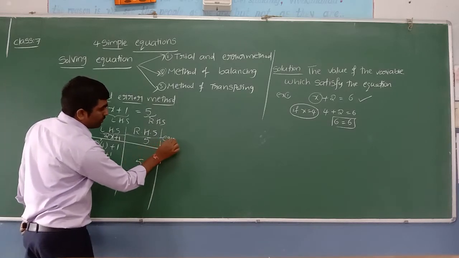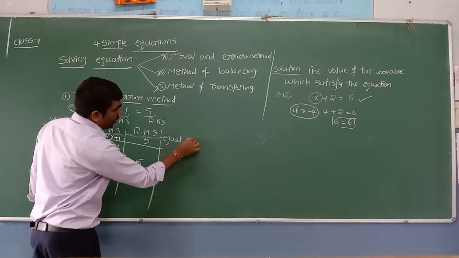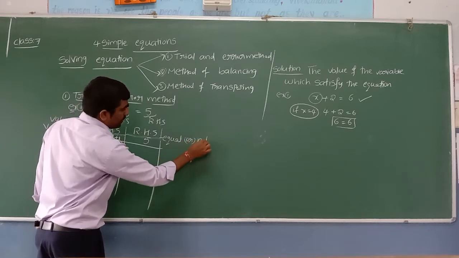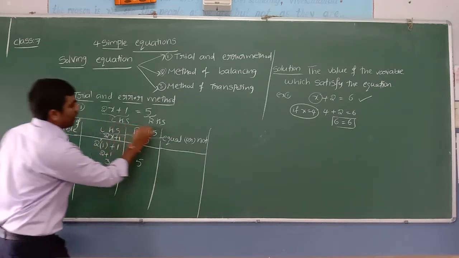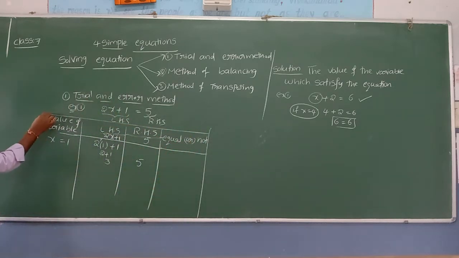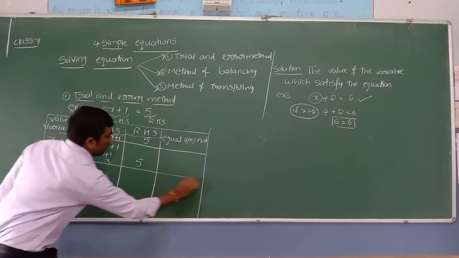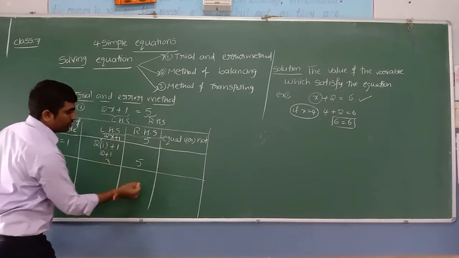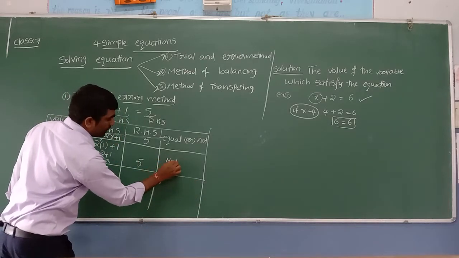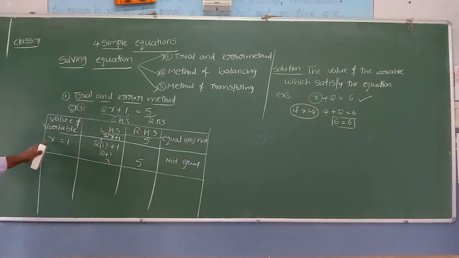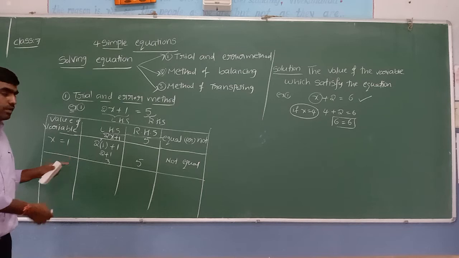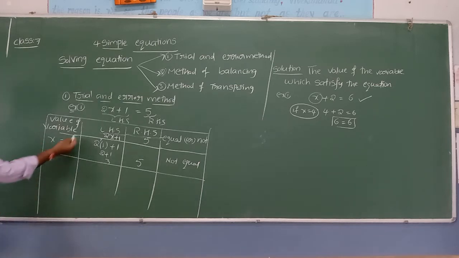We can write one more column, equal or not. In the last column we write whether LHS and RHS are equal or not. So what can we write now? LHS 3, RHS 5. What can we say? Both are not equal. So x equal to 1 is not a solution. We will go with another value of the variable.